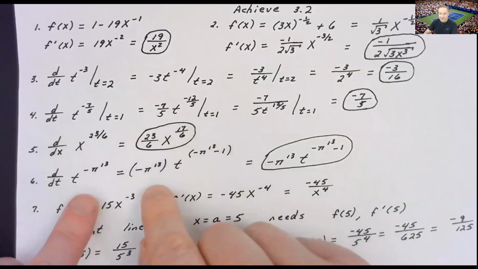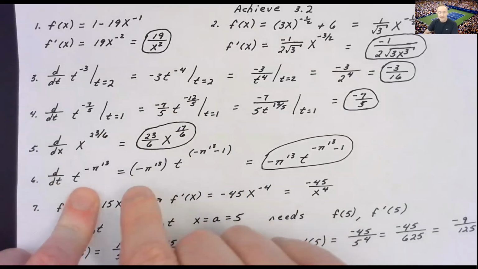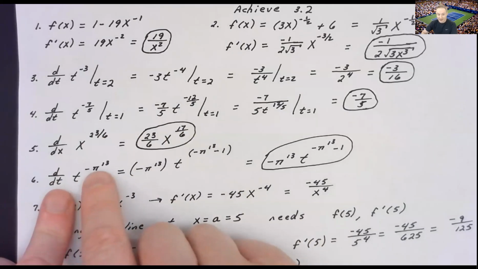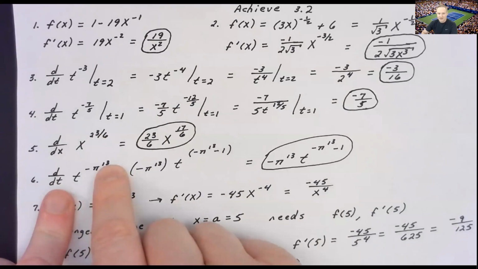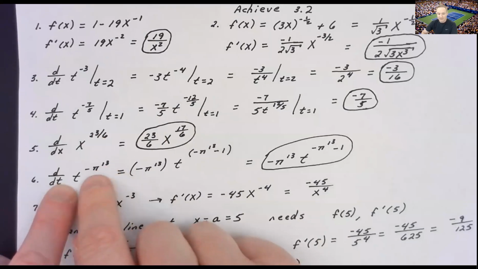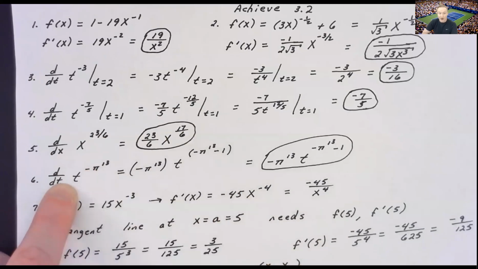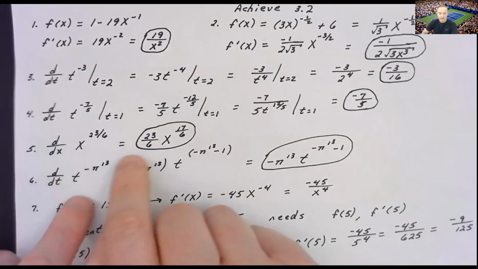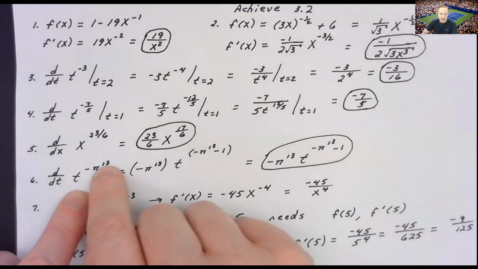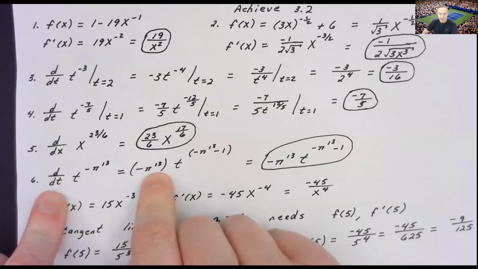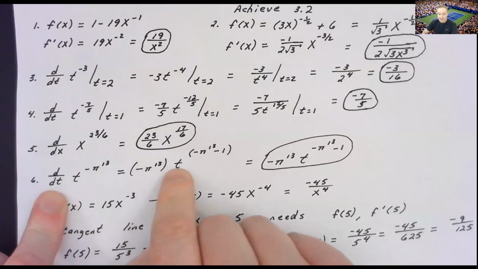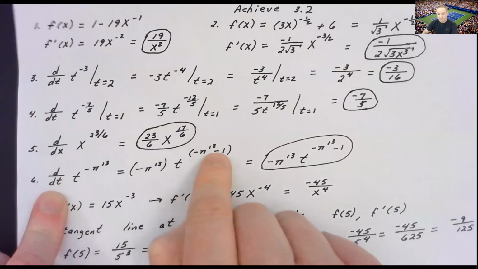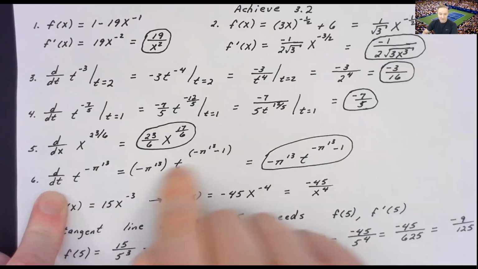That idea is continued in number 6 here, where you're asked to take the derivative with respect to t of t to the negative pi to the 13th. So a little strange to have that odd of an irrational exponent, but the power rule still applies. So I can say, okay, any exponent number comes down in front and multiplies. So I put negative pi to the 13th times t, and then I subtract 1 from that exponent. So I put negative pi to the 13th minus 1. This would have been a fine final answer.